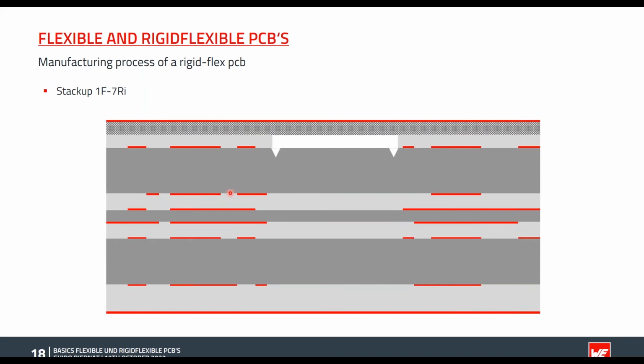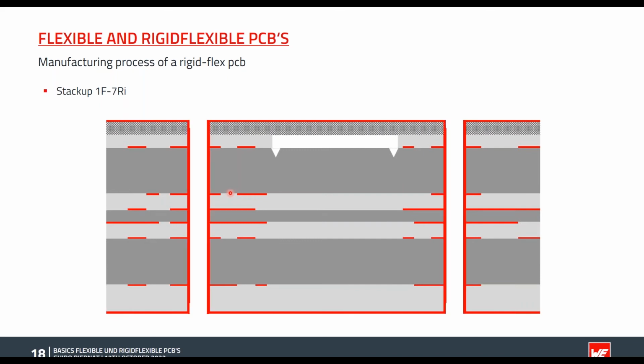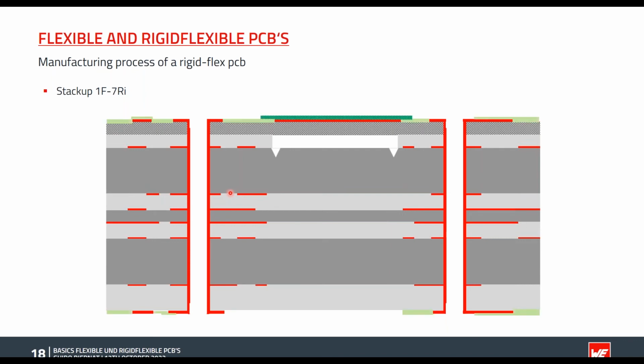The next processes are now drilling, the galvanic process, exposure process, etching of the outer layers, and the flex solder mask and standard solder mask, and the surface finish, for example chemical gold, and now the electrical test.